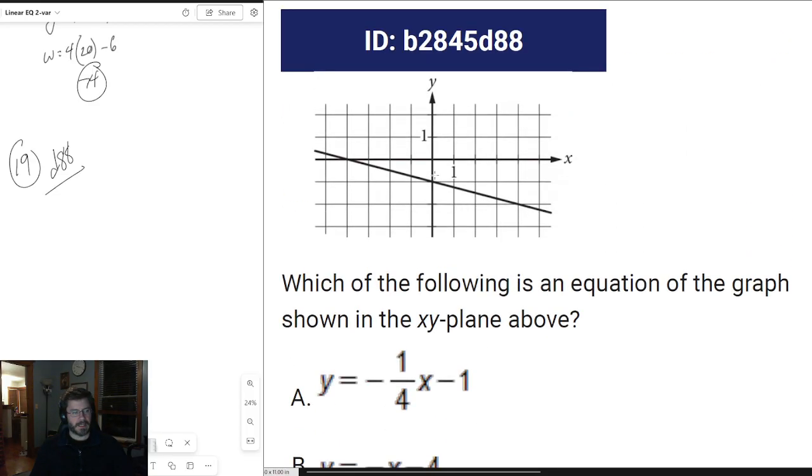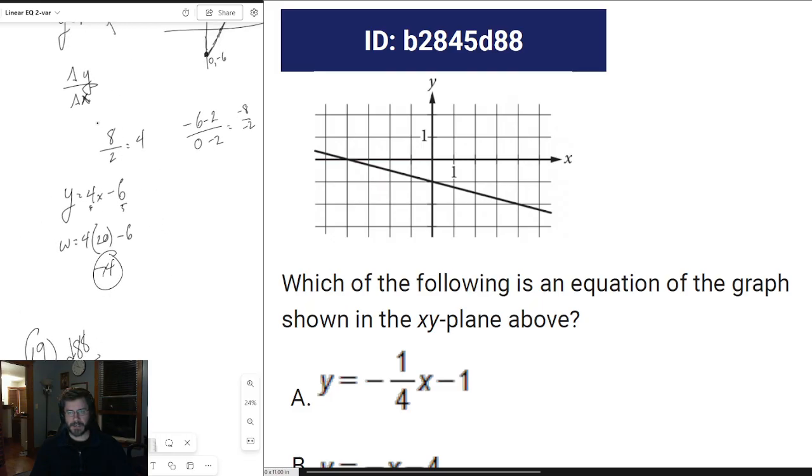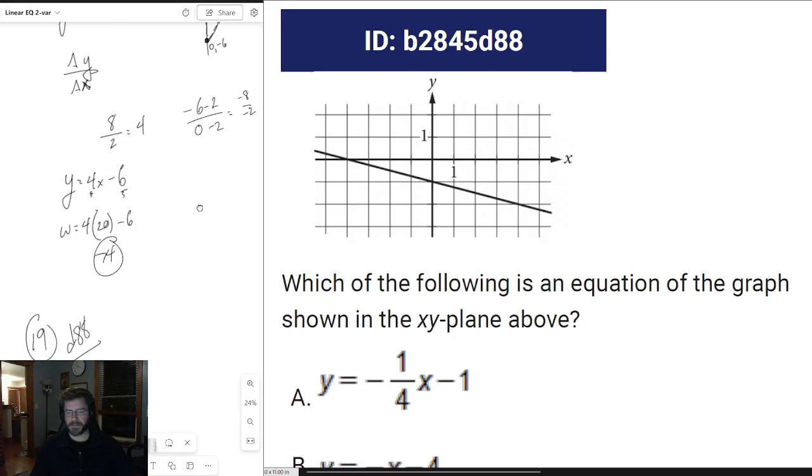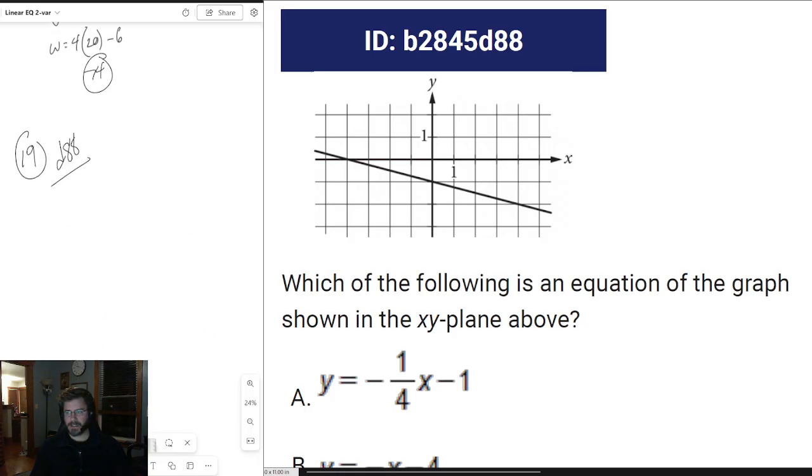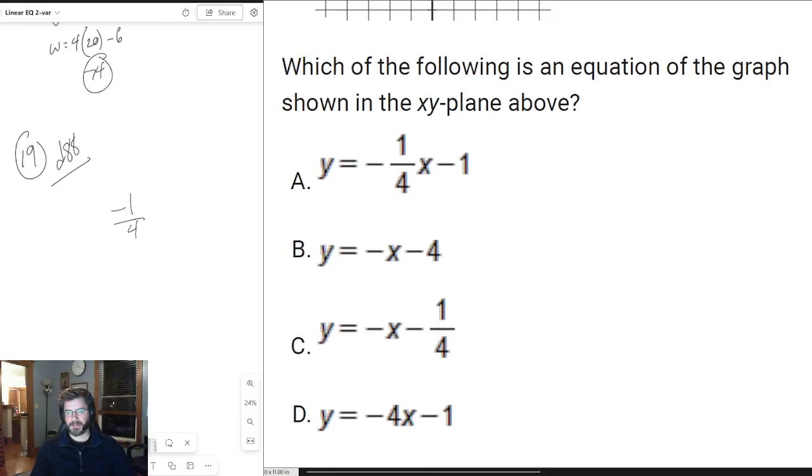Now to find the slope again, remember that the definition of slope is the change in the y values divided by the change in the x values. So to take the change in the y, it goes from negative 1 to negative 2 in the same amount of span that it goes from 0 to 4. So that went down 1 and over 4. That should be our slope, so that means answer A.